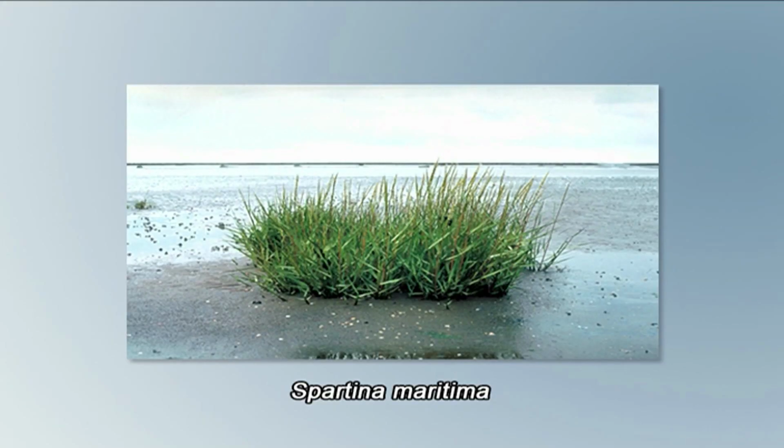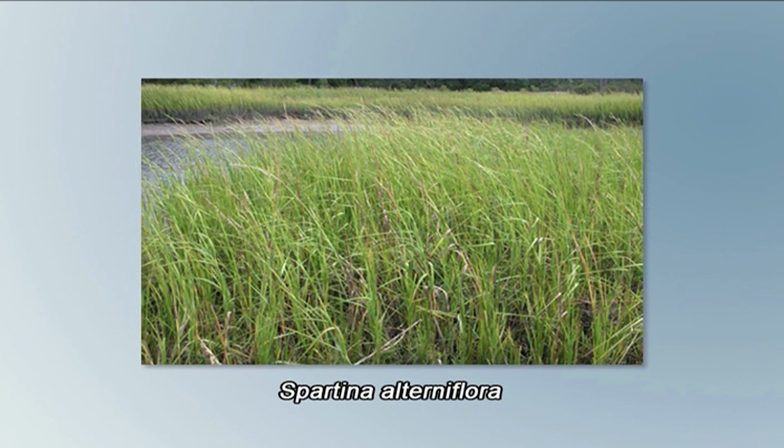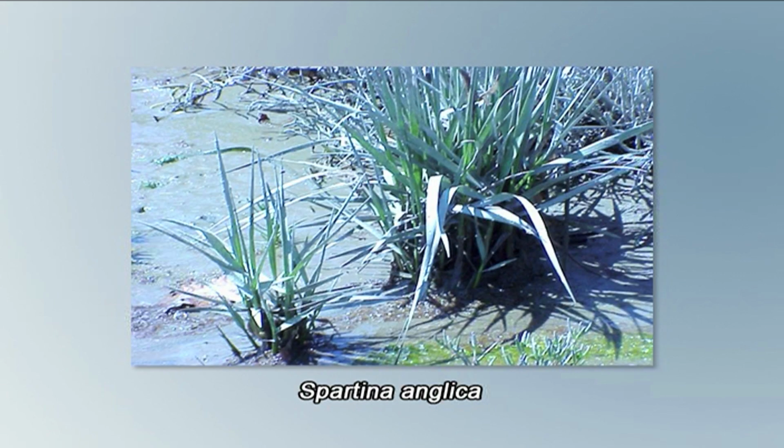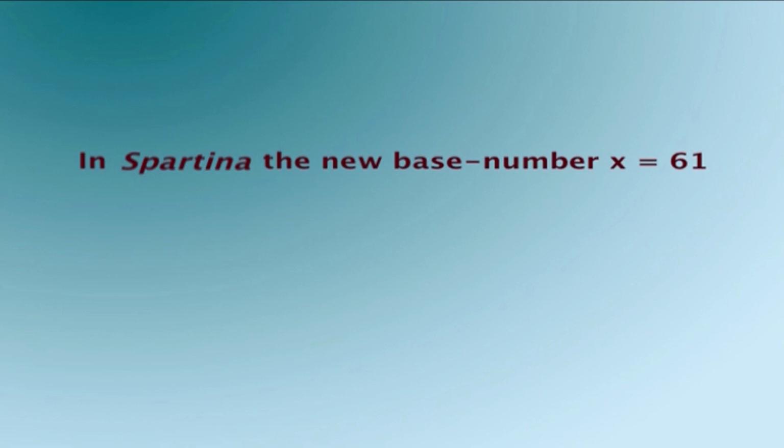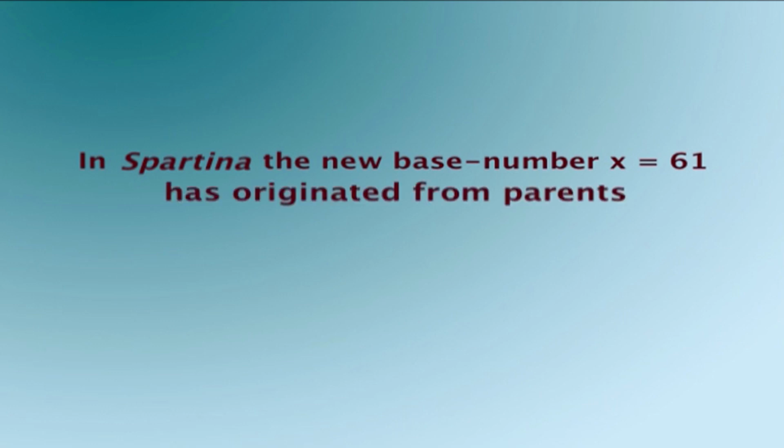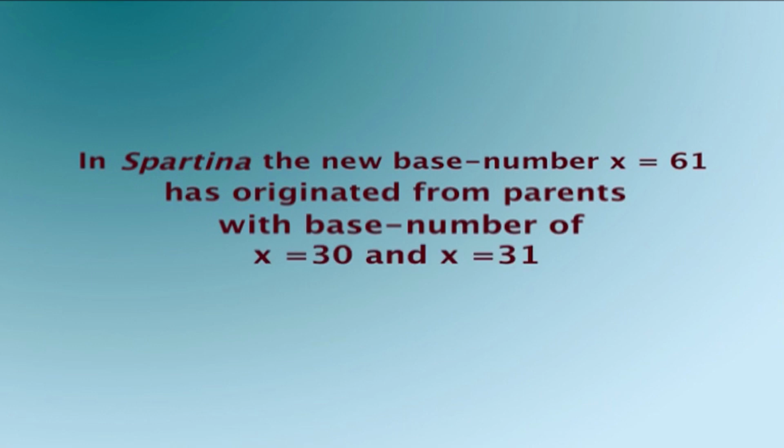For example, the three species Spartina maritima with 2n=60, Spartina alterniflora with 2n=62 and Spartina angelica with 2n=122. In such cases, the derived allopolyploid possesses a new base number. In Spartina, the new base number x=61 has originated from parents with base numbers of x=30 and x=31.